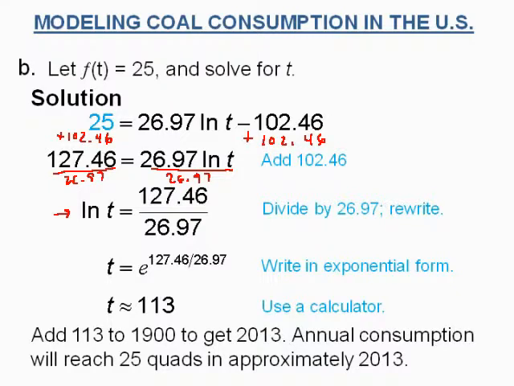Now, to solve this equation for t, remember the ln is base e, and we are going to do the clown face on this. We are going to say e, rewrite this as an exponent, raised to this power gives us t. And boy, this would be a good one on your calculator. You'll get about 113. So 113 years added on to the 1900 will get us that year of 2013, where the annual consumption will reach 25 quads.